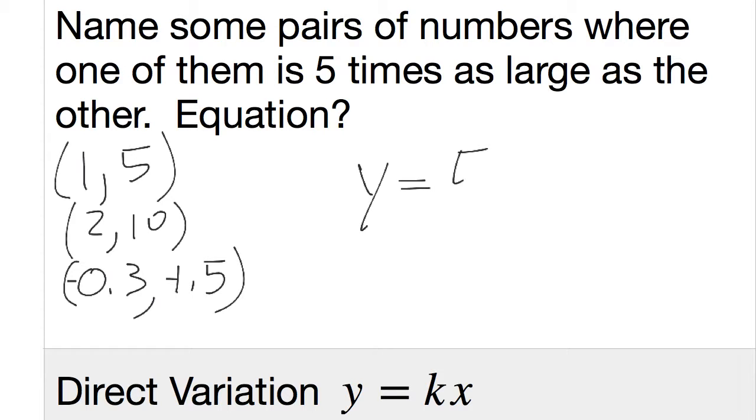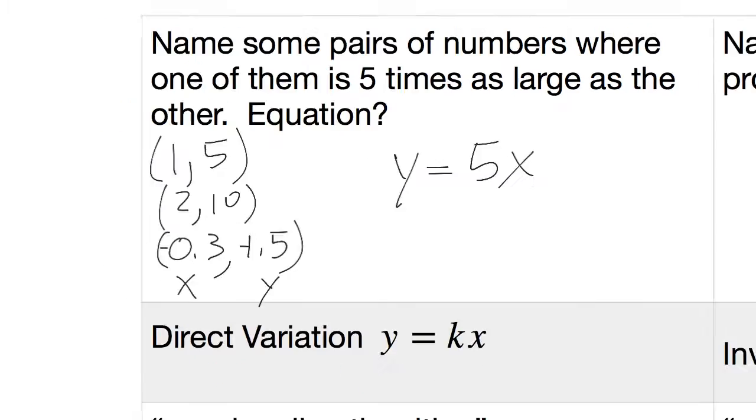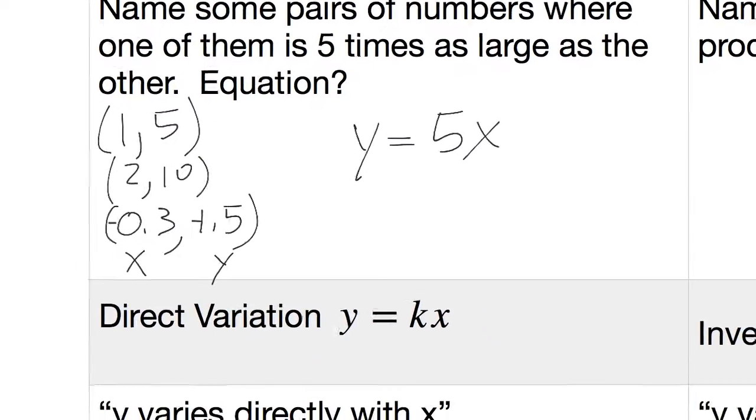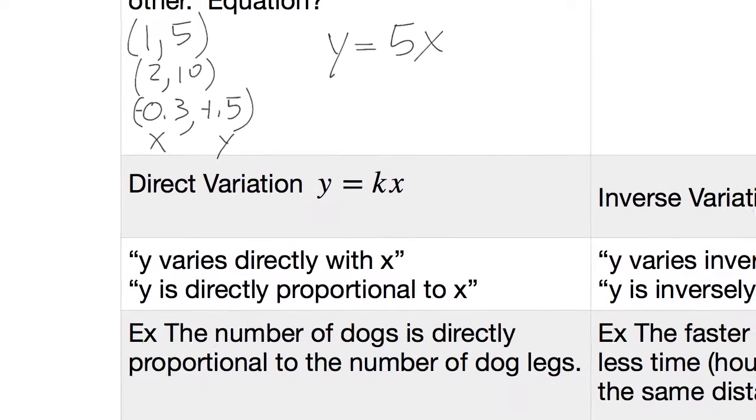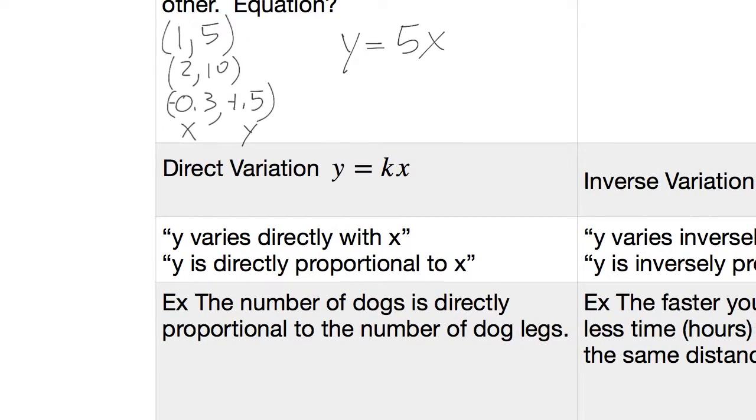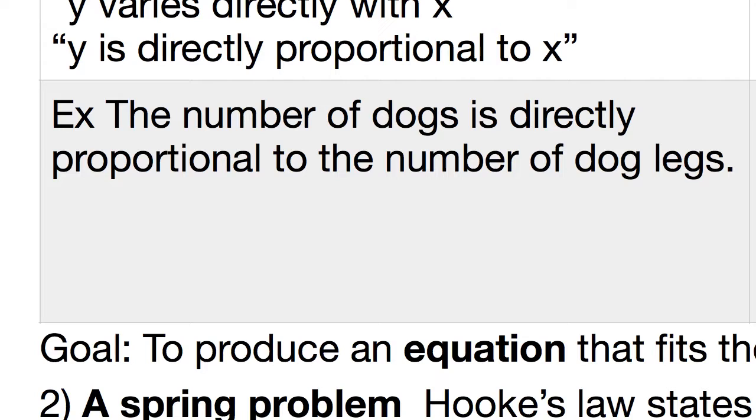So how do you relate them all together in one equation that represents all the possible numbers? It'd be y equals 5 times x. The first number is x and the second number is y. We call this direct variation anytime it's y equals some number times x, and we say that y varies directly with x, or y is directly proportional to x.